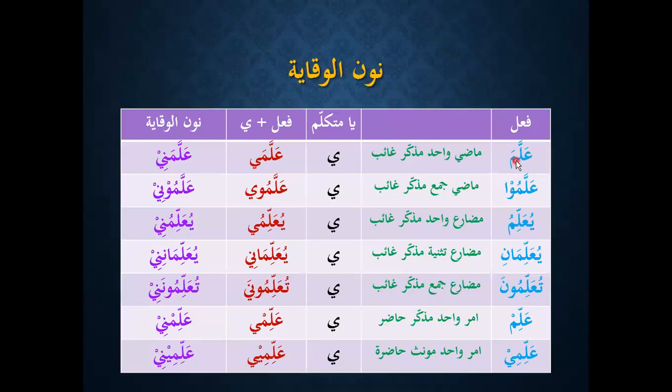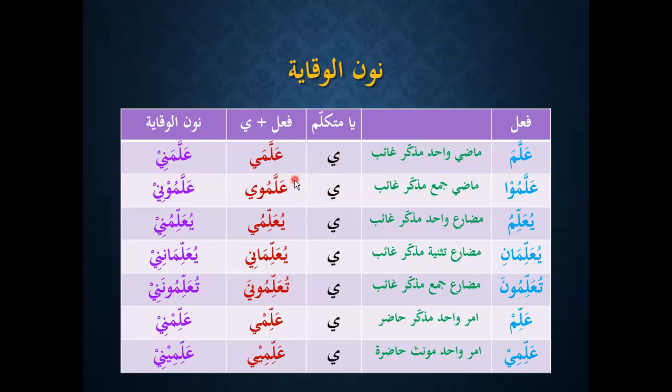Allama, he taught. Allamu, they all taught. Yu'allimu, they will teach, or they do teach. He teaches. Yu'allimani, those two men. Tu'allimuna, you all teach. Allim, you teach, O man. Allimi, O you female, you teach. So see, all of these are the mudari, and this is madi, mudari, and amr. So they have different forms. I just selected a few of them to make it easy.